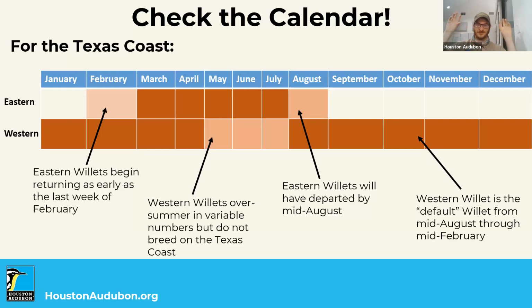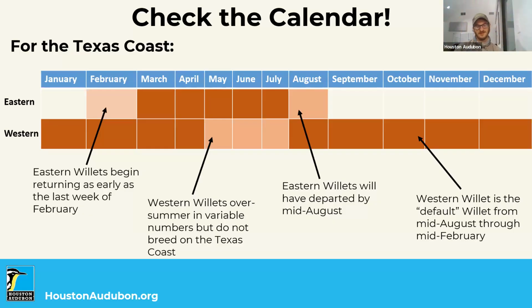Even though they're called Western, they do move. It's based on where they breed. They breed in the interior, out west, and then they migrate out to the coasts for the winter. So I'll explain this calendar here. I've got months, and that top bar is when you'd expect to encounter Eastern Willets, and it's kind of a heat map.